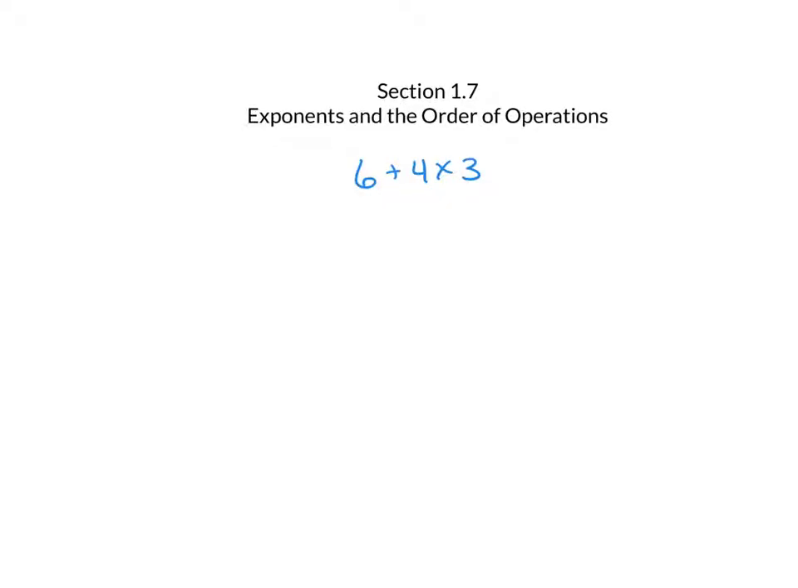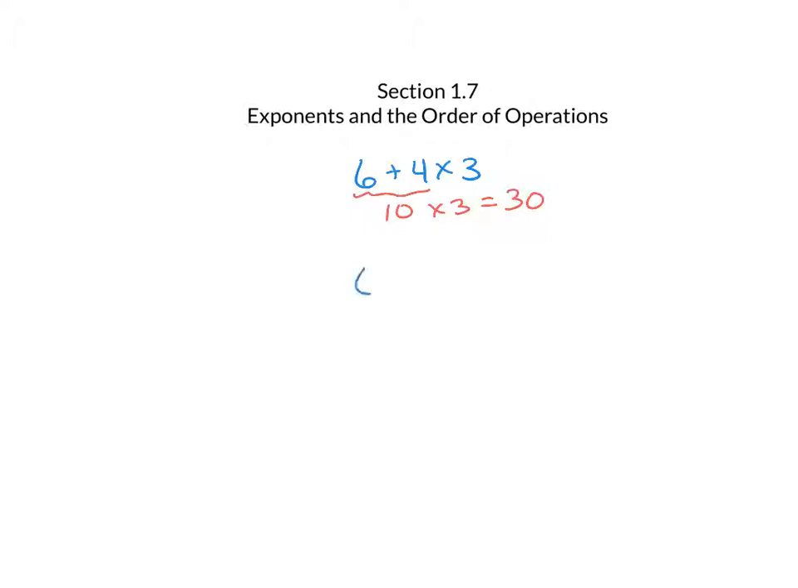Section 1.7 Exponents and the order of operations. Two students were given the problem 6 plus 4 times 3 and asked to solve it. The first student said, well, I'm just going to say 6 plus 4 is equal to 10, and then 10 times 3 gives me 30 for an answer.